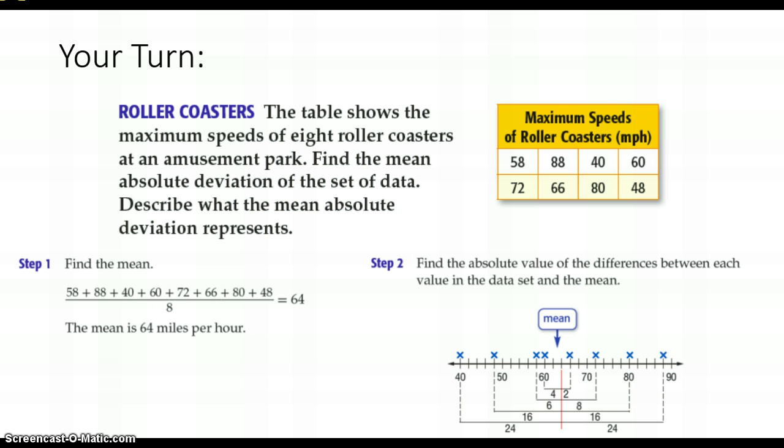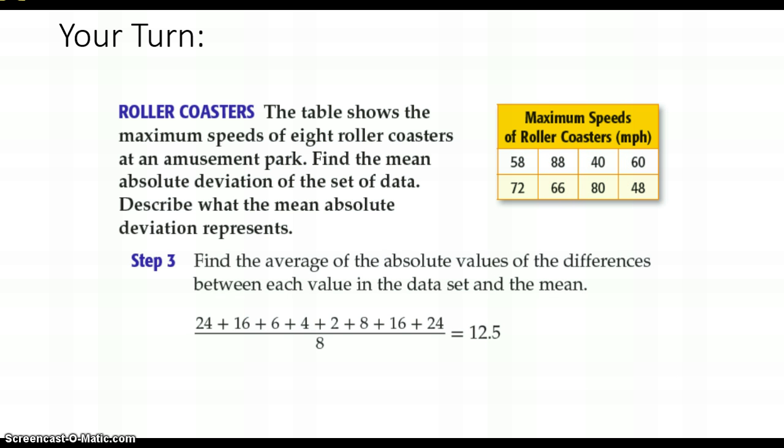Next, you needed to find the absolute value of the differences between each value in the data set and the mean. So you would take your mean of 64 and figure out how far away that was from 58, 88, 40, 60, 72, 66, 80, and 48.